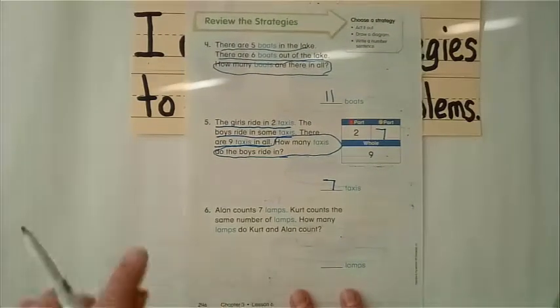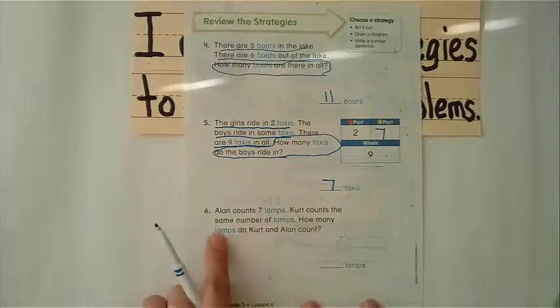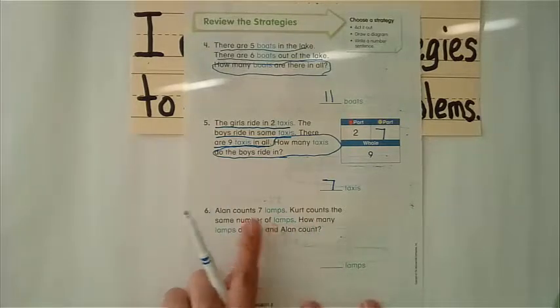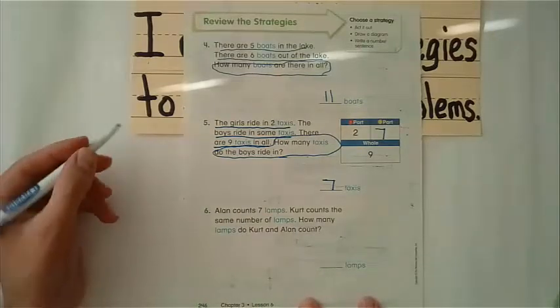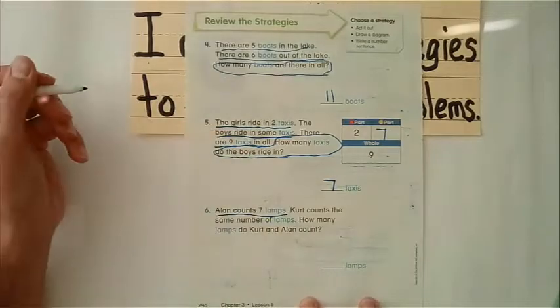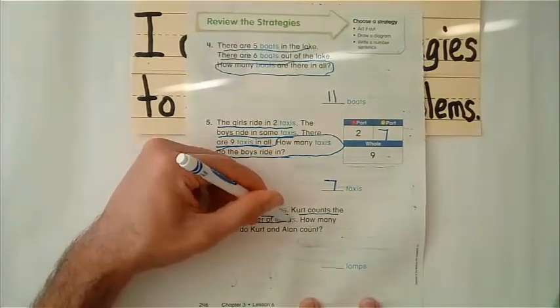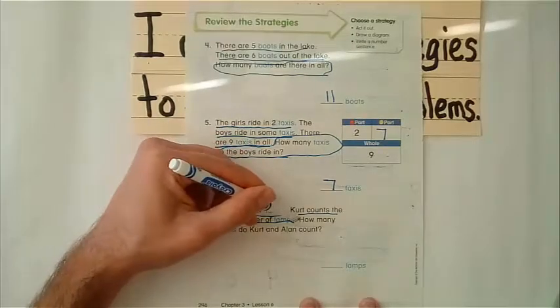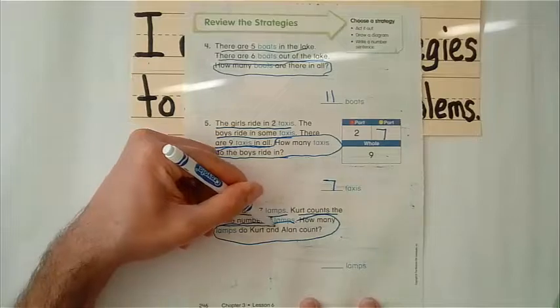Last one. Alan counts 9 lamps. Kurt counts the same number of lamps. How many lamps did Kurt and Alan count? So let's underline what we know. Alan counts 9 lamps. Kurt counts the same number of lamps. How many lamps did Kurt and Alan count?